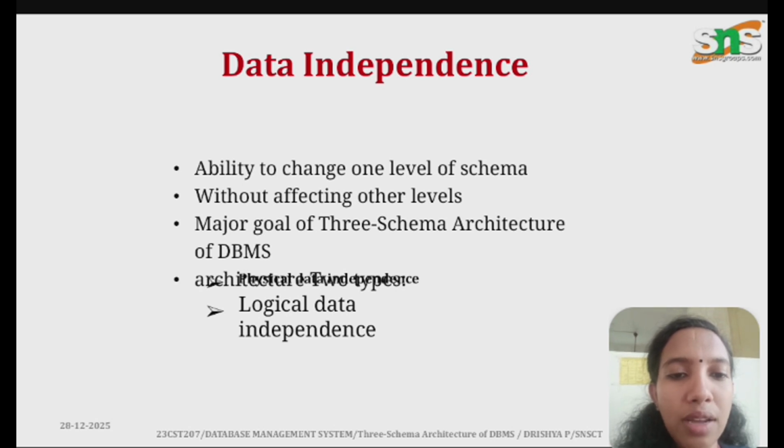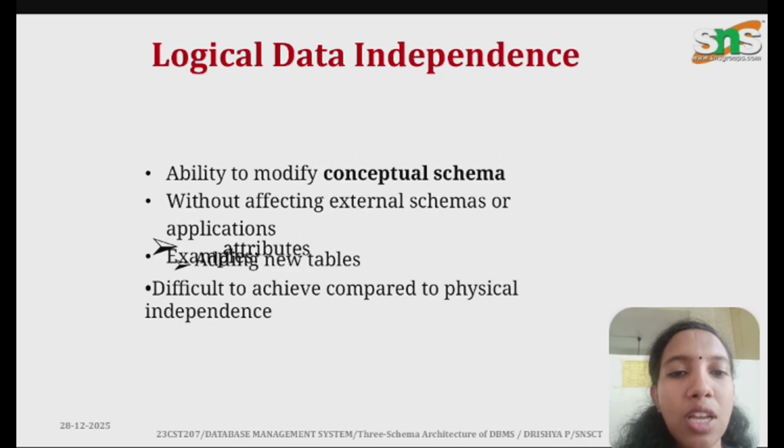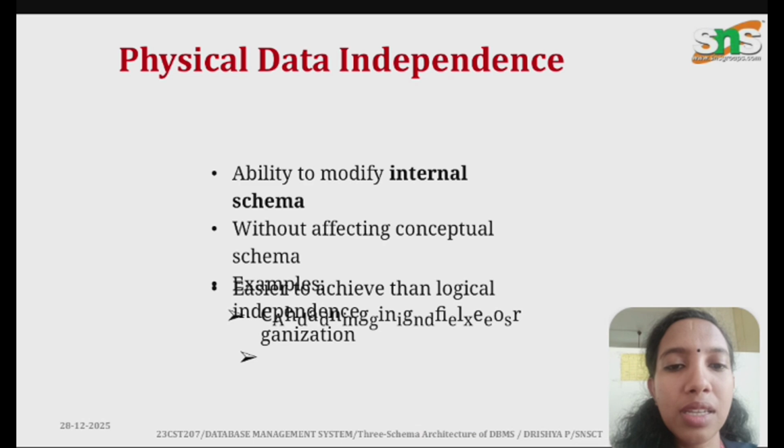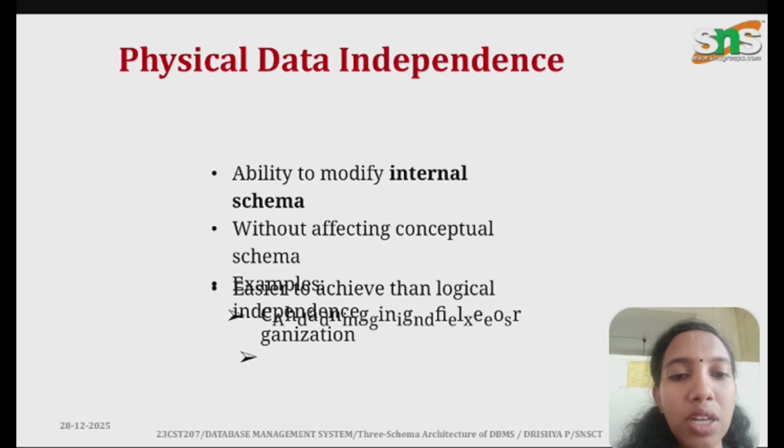Then next is data independence. It is the ability to change one level of schema without affecting other levels. This is the main topic, data independence. The major goals of the three schema architecture of DBMS are logical data independence and physical data independence. Logical data independence is the ability to modify the conceptual schema without affecting external schemas or applications. It is difficult to achieve compared to physical independence. Physical data independence is the ability to modify the internal schema without affecting the conceptual schema.